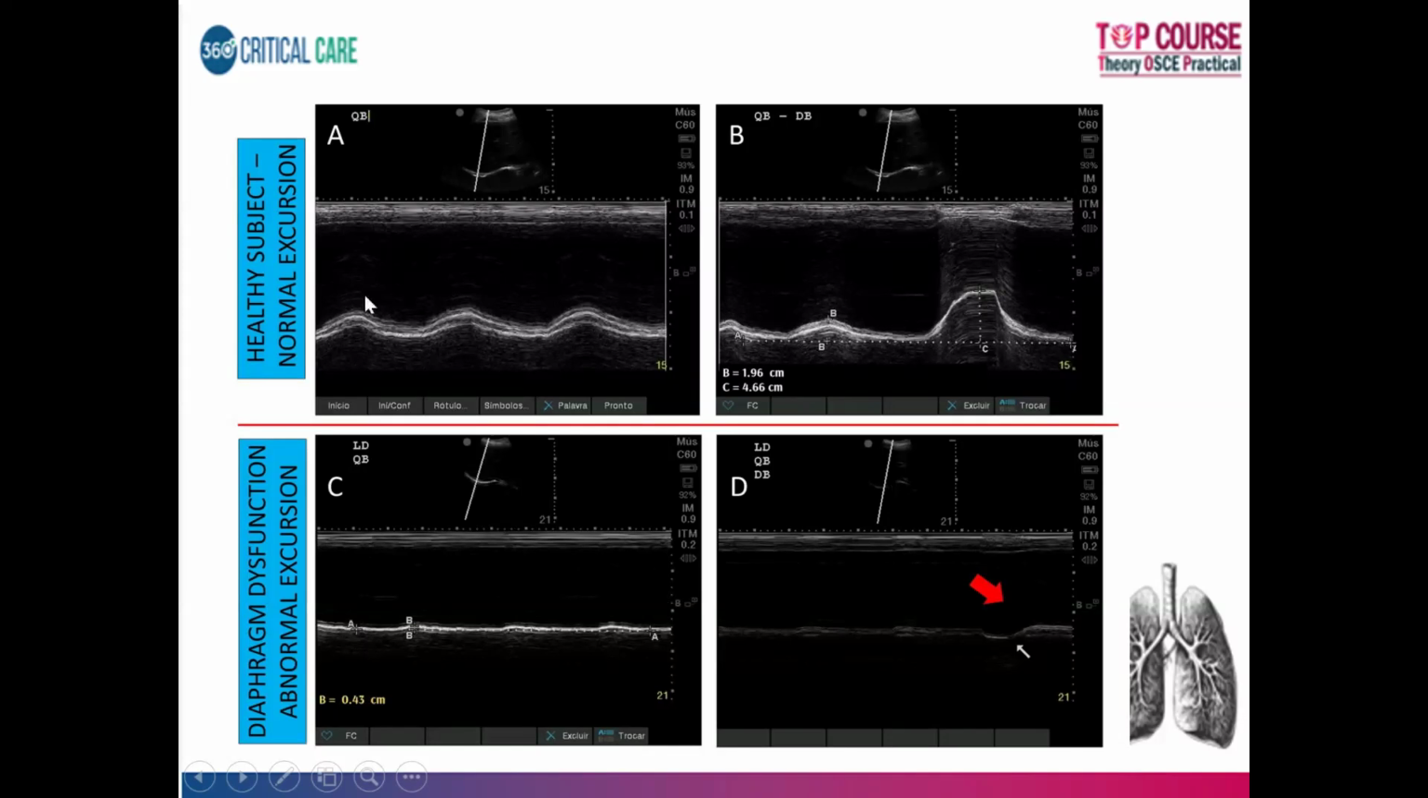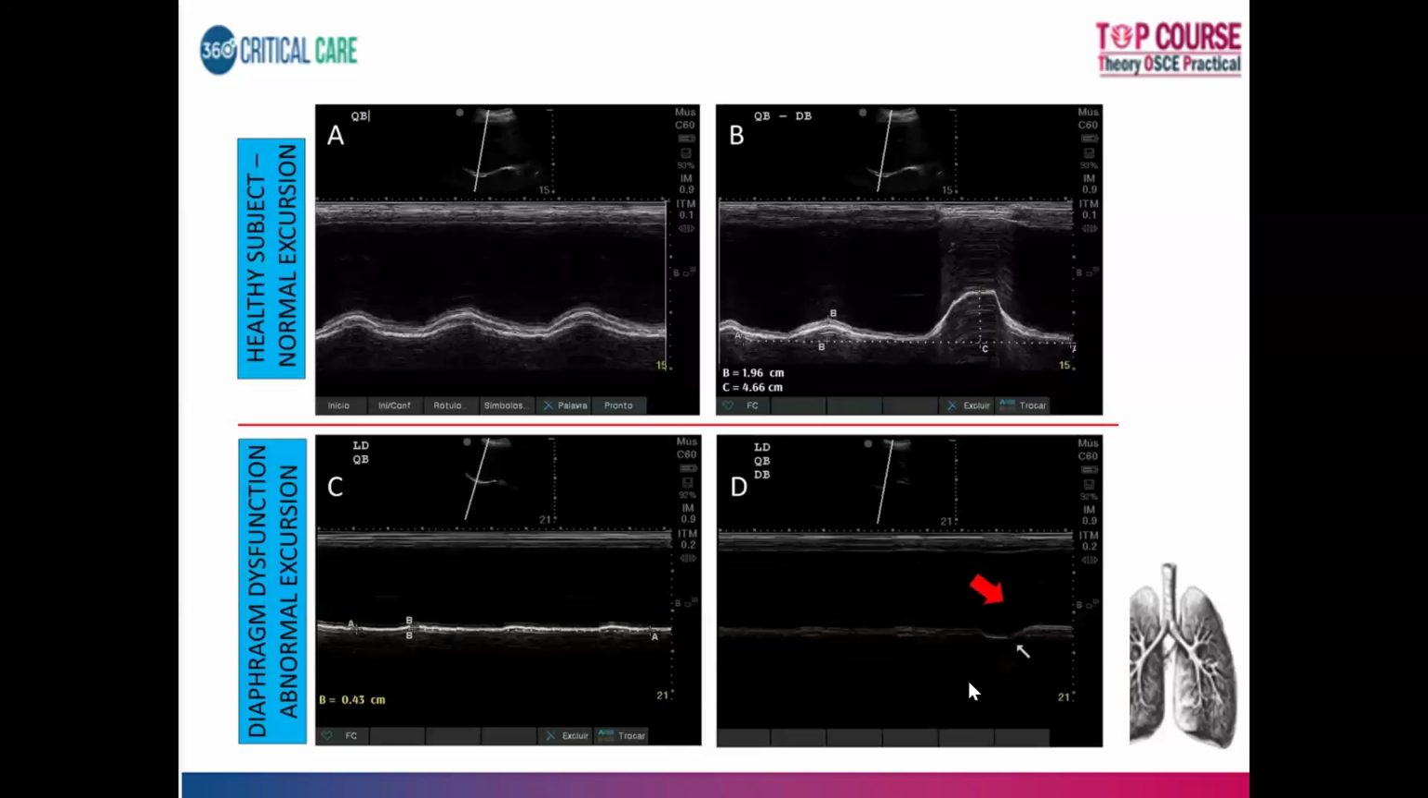Okay, you see here when you ask them to do a sniff, especially when you're doing the excursion, there's a very good sniff here, and the diaphragmatic movement is very good. On the contrary, when you're asking them to take a breath here, it actually goes down. So this usually is a paradoxical movement of the diaphragm, which indicates an abnormal function, which is going to cause diaphragmatic dysfunction. Okay, this is about excursion.